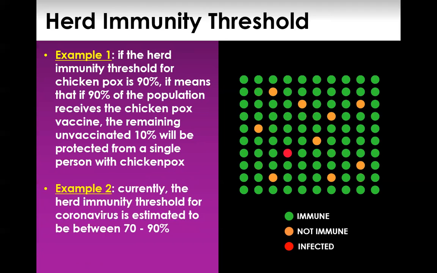So here's examples of a herd immunity threshold. And we see example one when we're talking about chicken pox, right? It means that if 90% of the population receives that chicken pox vaccine, the remaining 10%, I'm sorry, unvaccinated, will be protected from a single person with chicken pox. So the idea is we want as many people as possible to become vaccinated against this particular pathogen, because that will reduce the amount of outbreaks in a particular community.